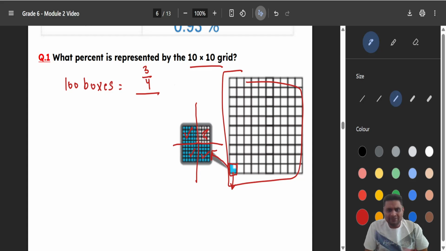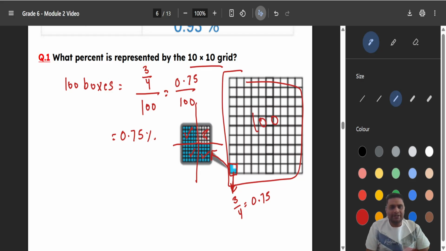Let me explain again. This 3 out of 4 means that this box here, this is how much? 3 out of 4, that is 0.75. Okay, 0.75. Out of total how many boxes? Total 100 boxes, correct? So 3 over 4 out of 100. We will write it like this. Now 3 out of 4, that is 0.75 out of 100. Now this out of 100, division by 100, means percent. So this will become 0.75%.